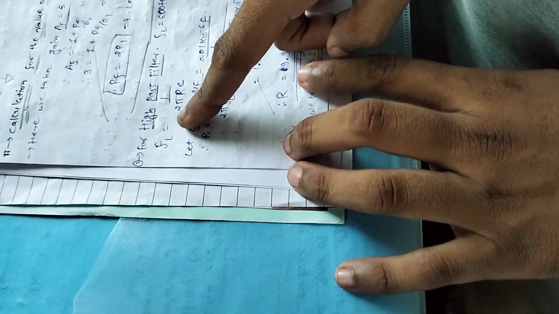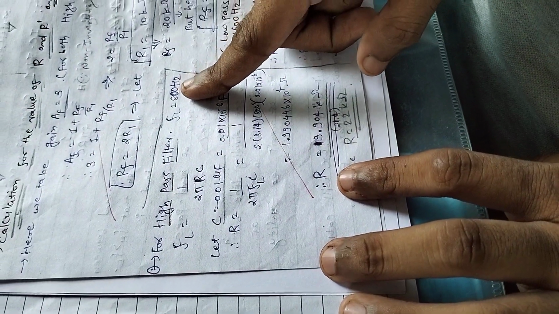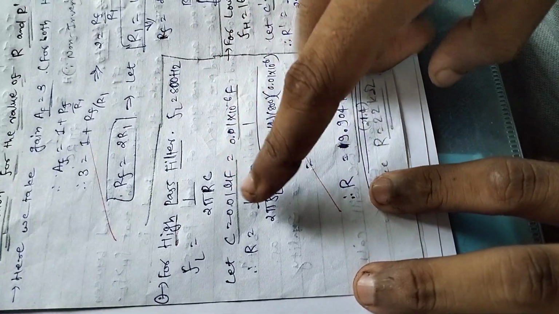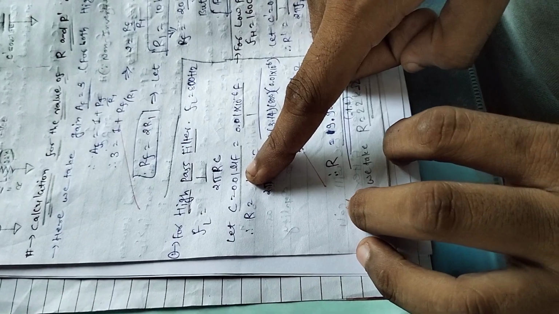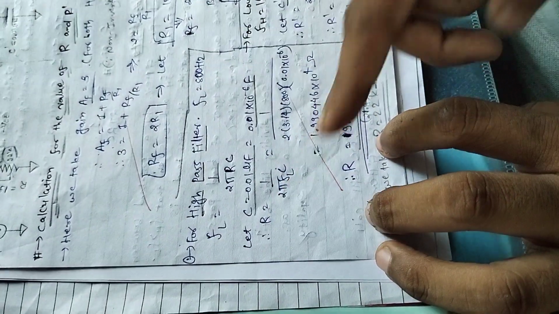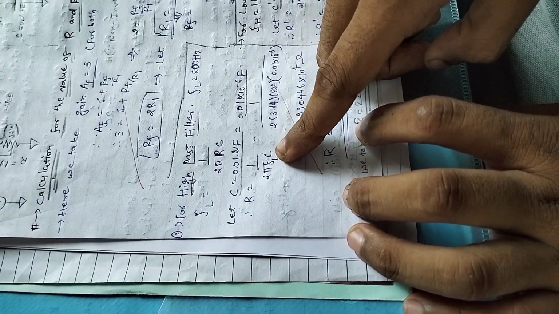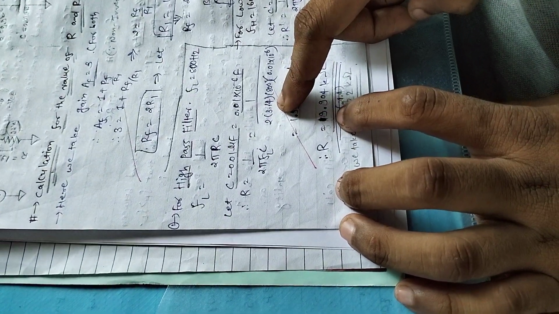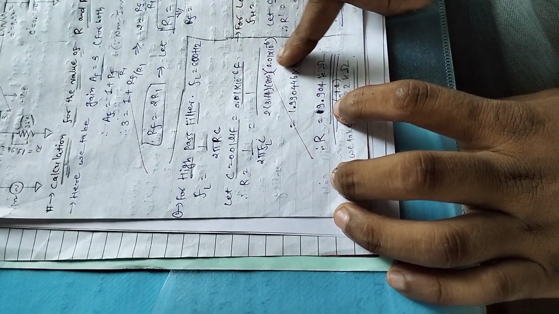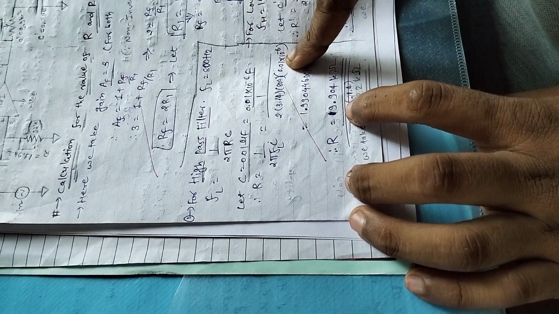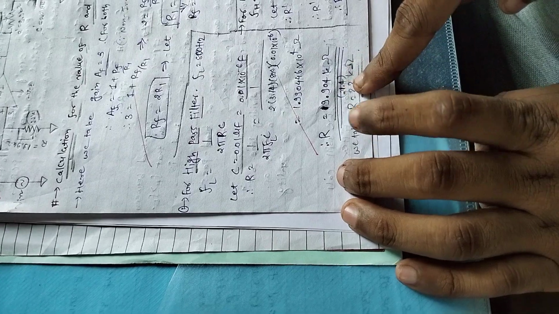Now I consider the frequency for the high pass and low pass. Here I consider the frequency as 800 Hz. For 800 Hz, I first select the capacitor as 0.01 microfarad. Then, making R the subject of the formula, R equals 1 upon 2 pi F C. 2 is a constant, pi is 3.14, F is 800 as we considered, and C is 0.01 times 10 to the power minus 6. After calculation we get approximately 10 kilo ohm.